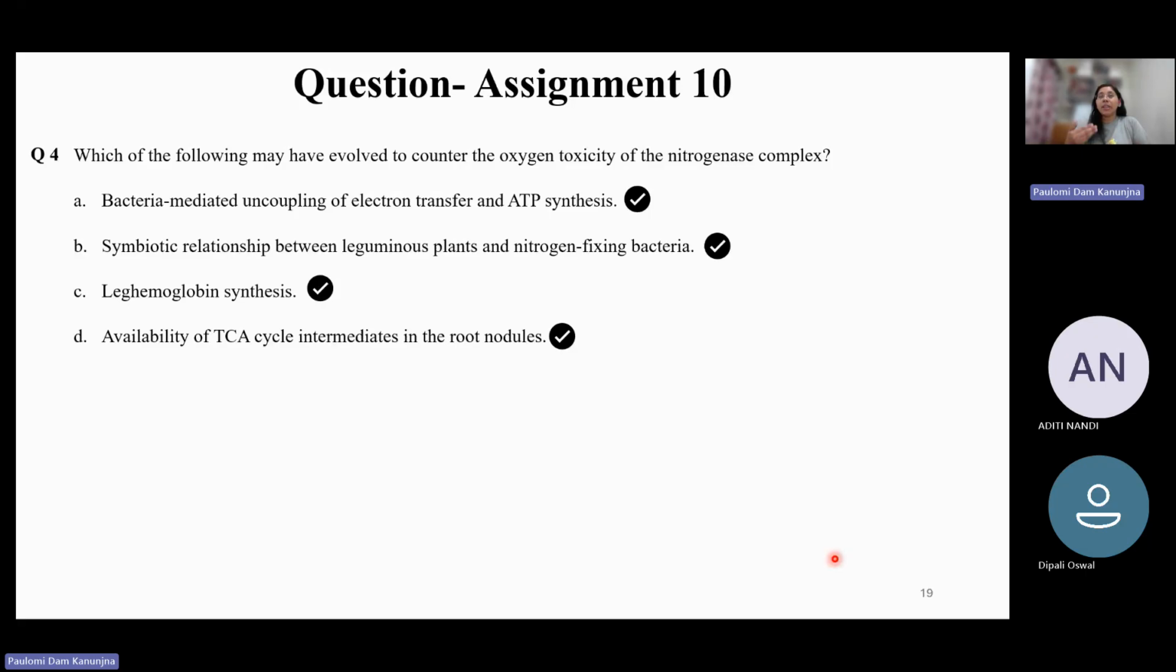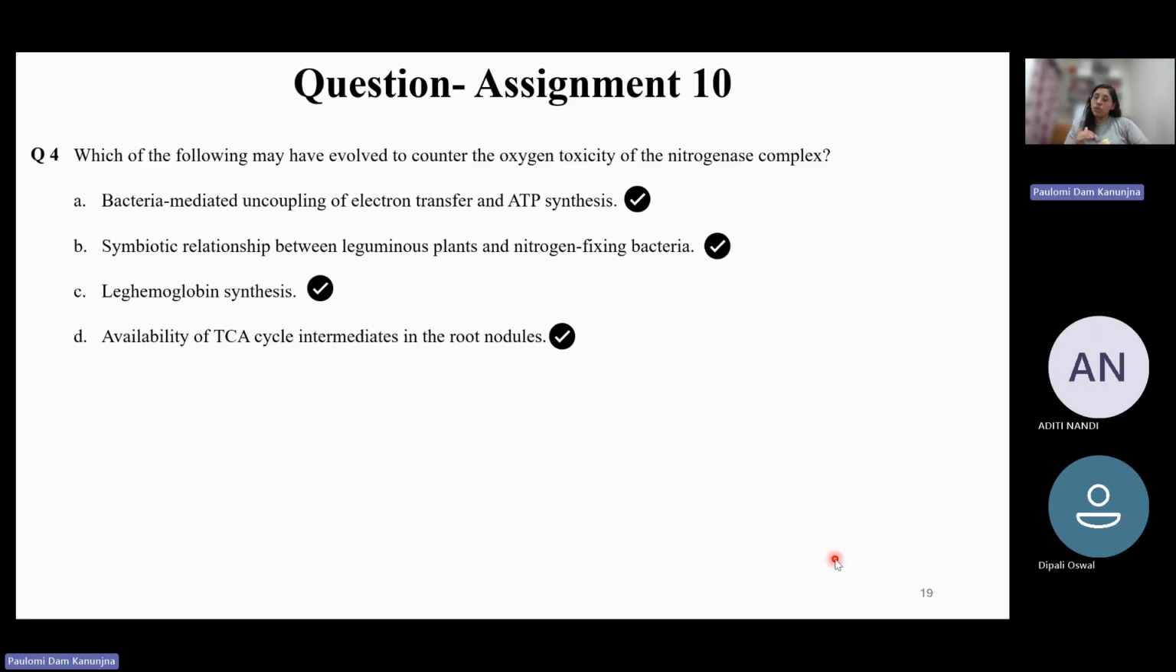So the third one we all are very well aware of. The first one is that in some bacteria, you will see that they have uncoupled the electron transfer and the ATP synthesis, so they don't do that simultaneously, right? Next one is the symbiotic relationship between leguminous plants and nitrogen fixing bacteria, which is basically the leghemoglobin synthesis, right? The fourth one says availability of TCA cycle intermediates in the root nodules. The more these intermediates are available, the more the activity of the complex.